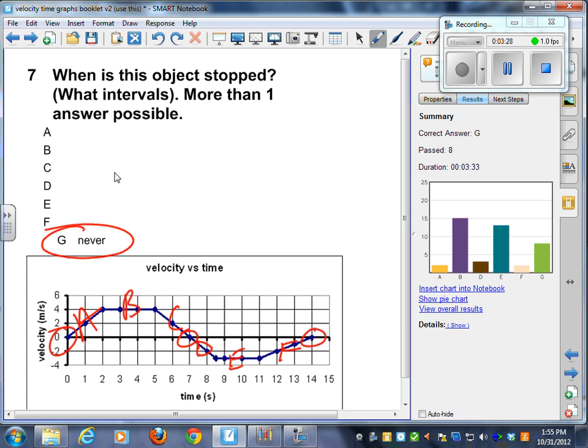Okay, but it asks you for the intervals when it is stopped. Does that answer your question? I was just going to ask if there's any possible way it could be stopped. The only way it would be stopped would be if the velocity time graph was flat at 0. Is it not stopped the exact point where it hits that line? Momentarily, yes. But it's asking for what intervals. Okay, so the answer is G.